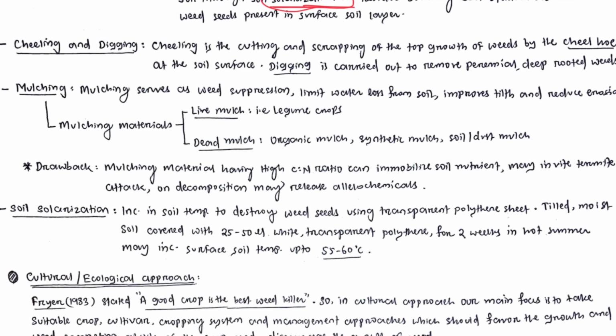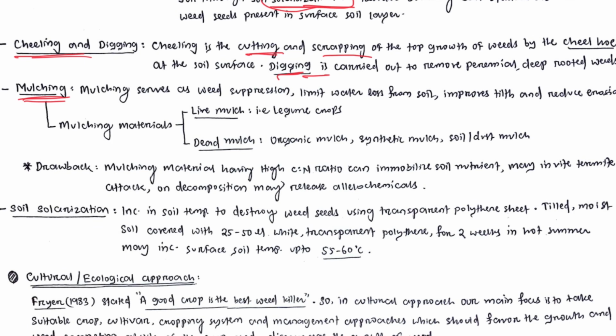Then chilling and digging. There are certain chilling instruments. Chilling is basically the cutting and scraping of the top growth of weed, and digging means if the weed has a deep root system, then we have to dig out. That means we have to dig the soil, and we have to manually uproot the plant or weed. Then mulching is another method of weed control.